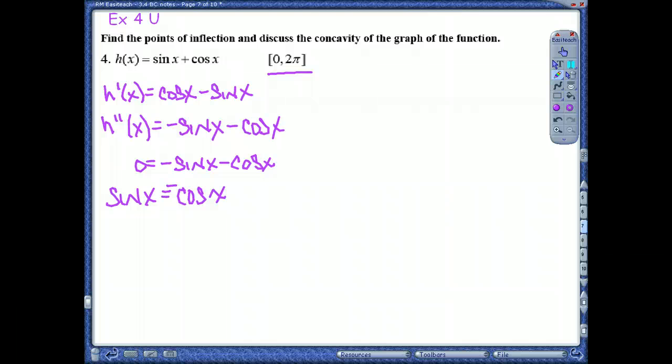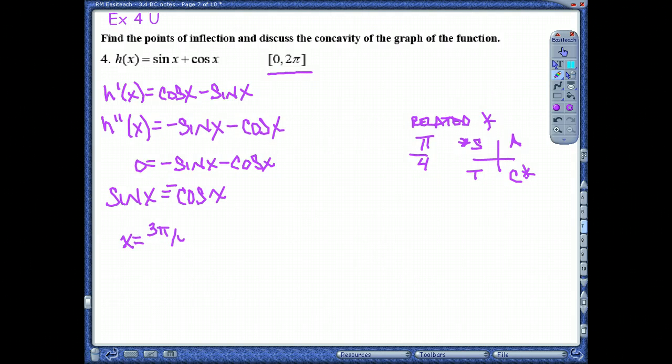Well, sine is equal to cosine at the pi over 4s. So the related angles. When I'm looking at my quadrants, everybody's positive, only sine, only tangent, only cosine. I need to know where they are opposites of each other. Well, they have the same sign in quadrant 1 and quadrant 3. So opposite would be in quadrant 2 and quadrant 4. Those possible points would be 3 pi over 4 and 7 pi over 4.